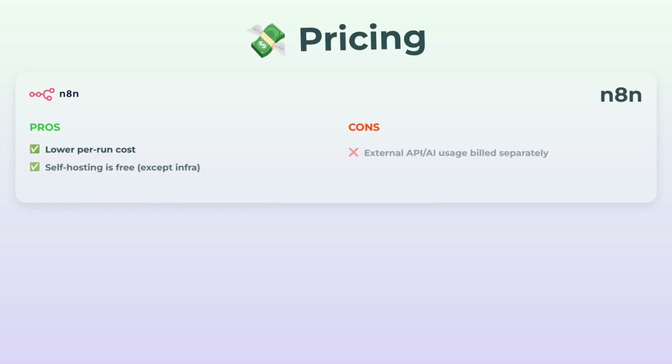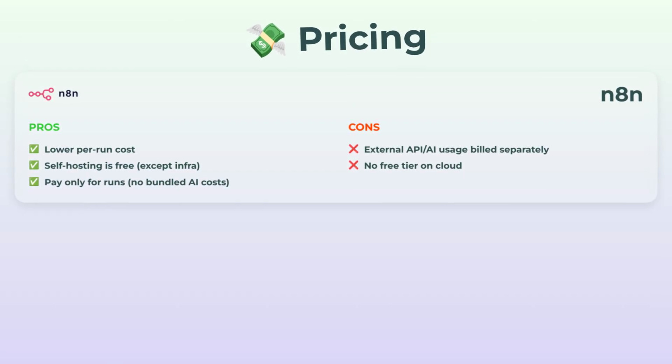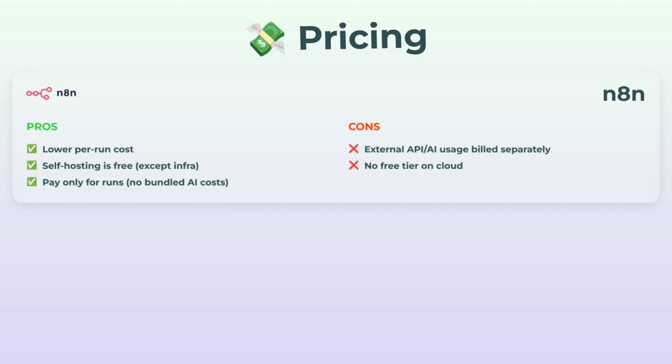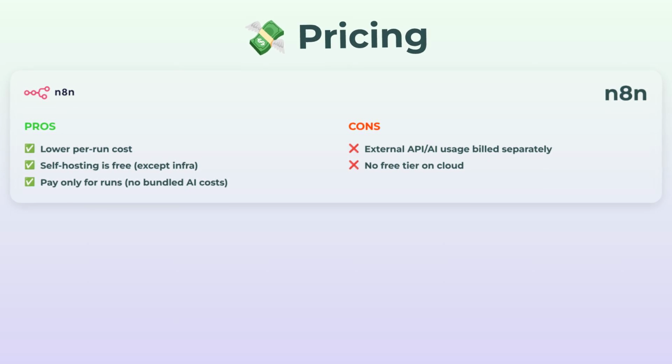Quick money talk, pricing. n8n is kinda legendary here. If you self-host, it's free minus infrastructure, and their per-run costs are super low, you only pay for the runs. Nothing bundled in, although heads up, if you go nuts with external APIs or AI, you'll pay for that separately. No free cloud tier though, which stings a little.